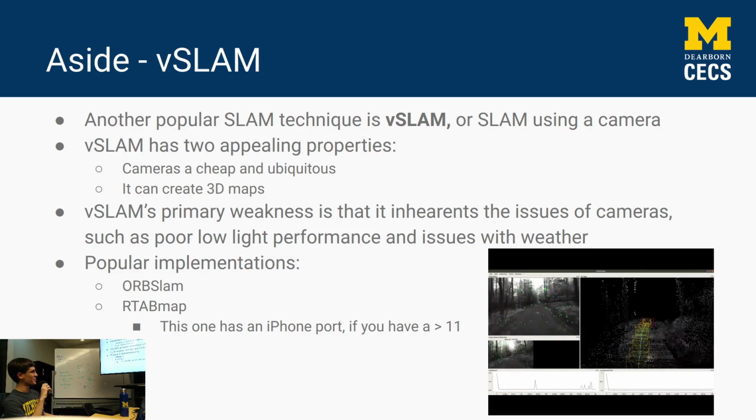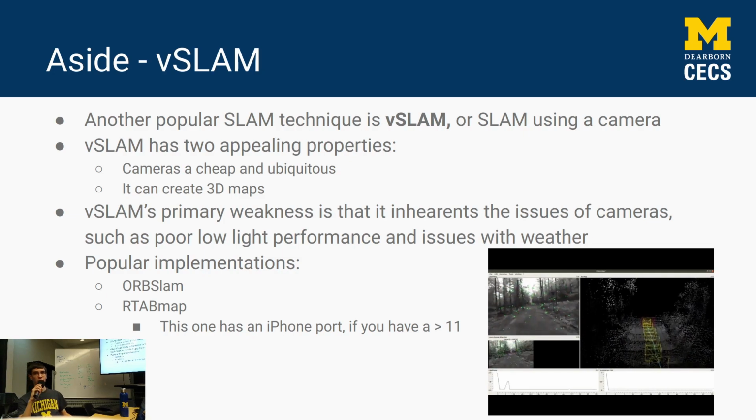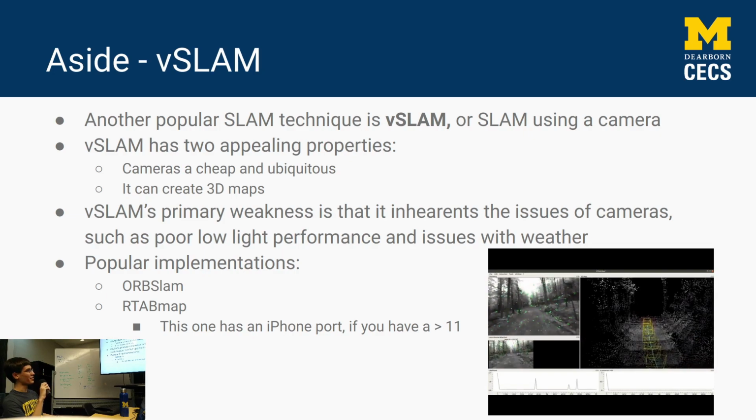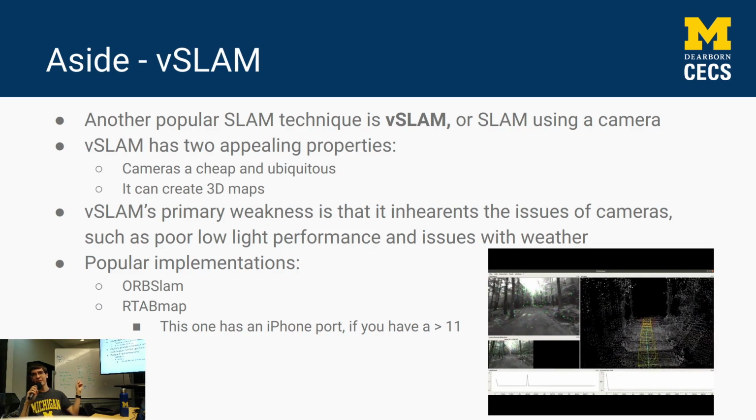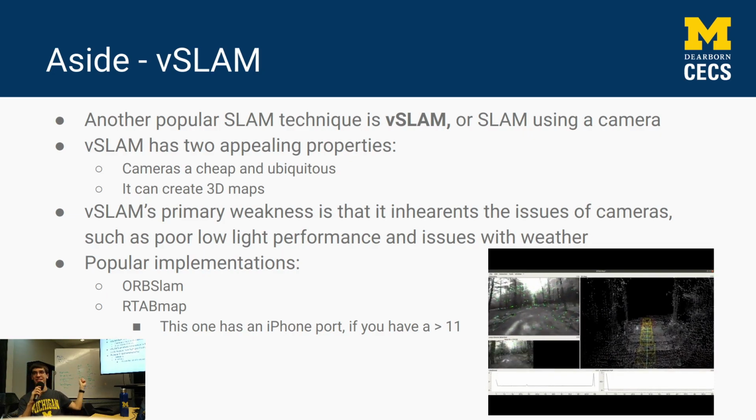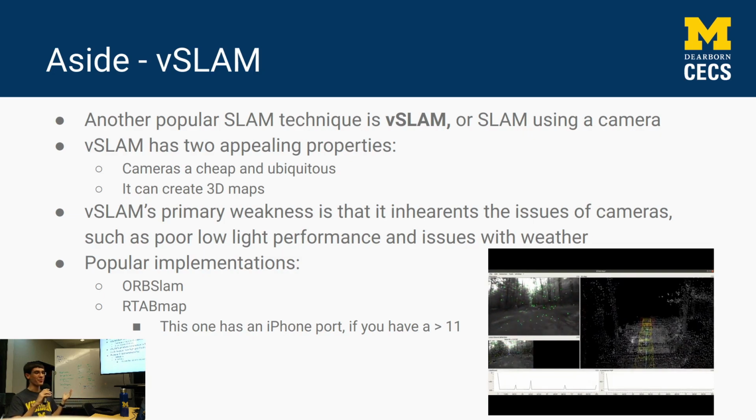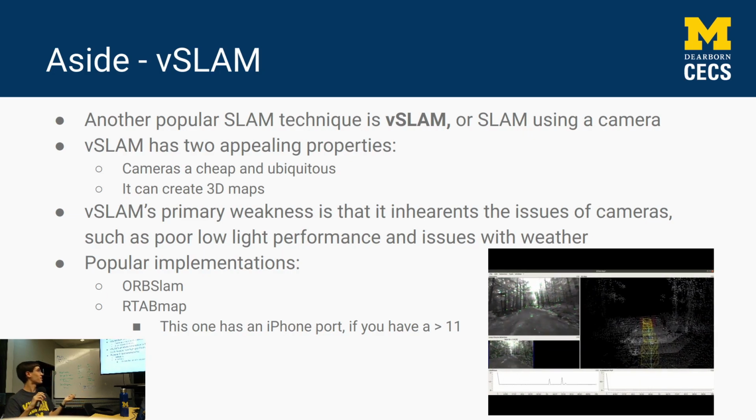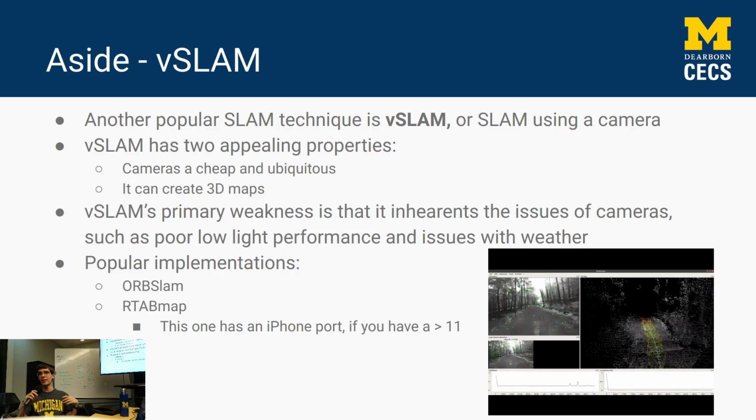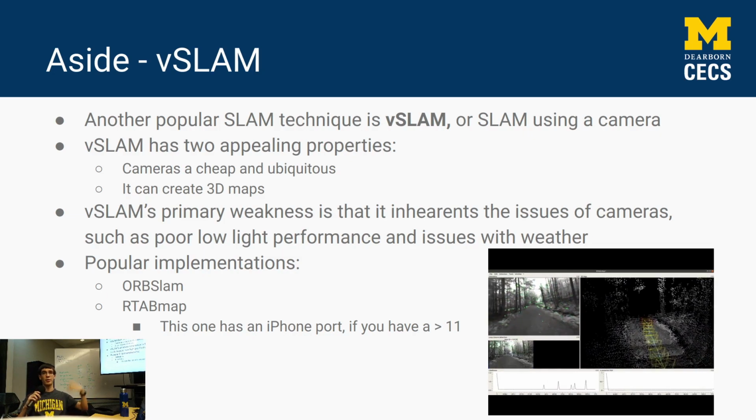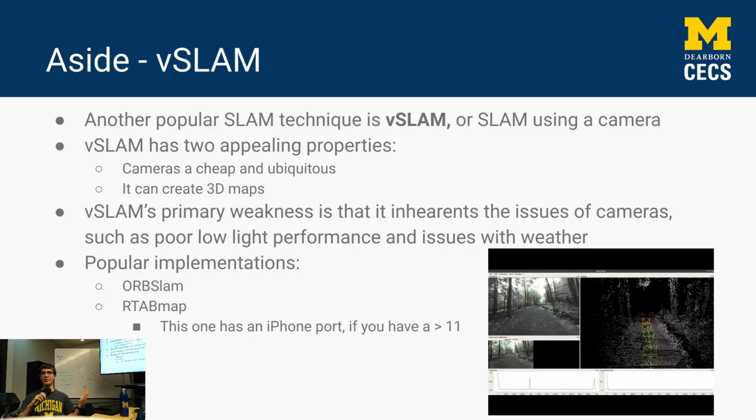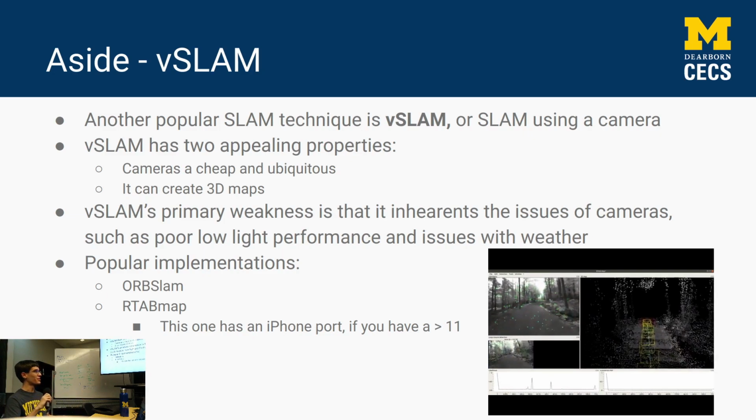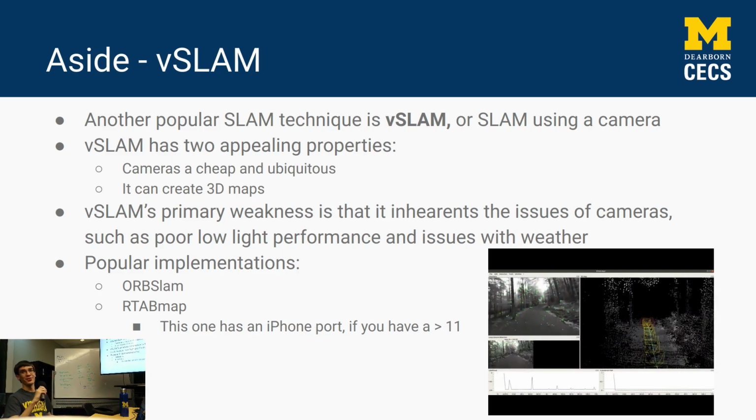So two main implementations of this you'll see in the wild are ORB-SLAM, which is the one that U of M does some research on, and RTAB-Map. I love RTAB-Map, mainly because if you have an iPhone after 11, they ported this to the iPhone. I don't know why. But it turns out iPhone 12s and newer, I believe, have a LiDAR on them, actually. And RTAB-Map is kind of unique in that it's like a hybrid vSLAM. It's vSLAM in that it's using a camera, but it also takes a LiDAR input, which is really interesting.